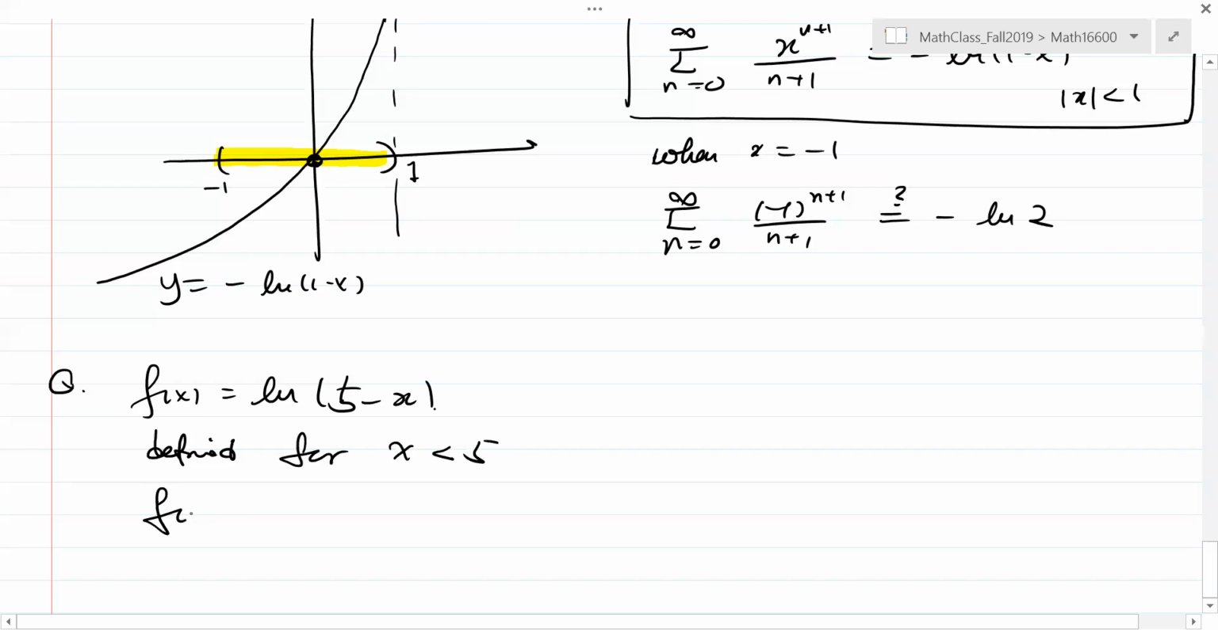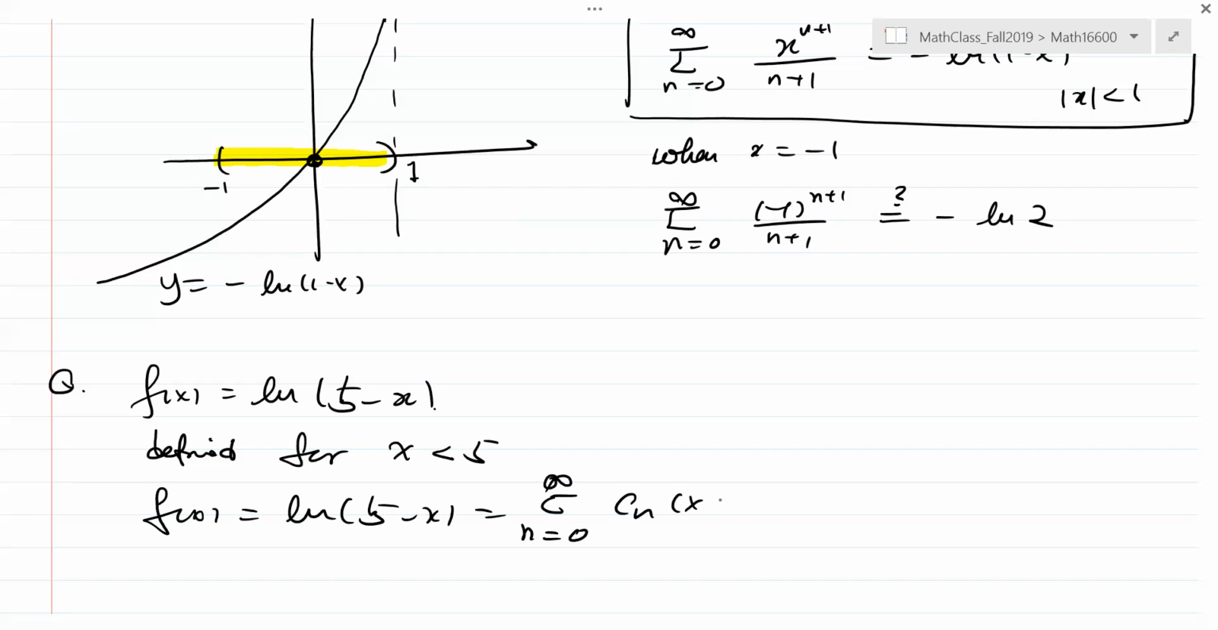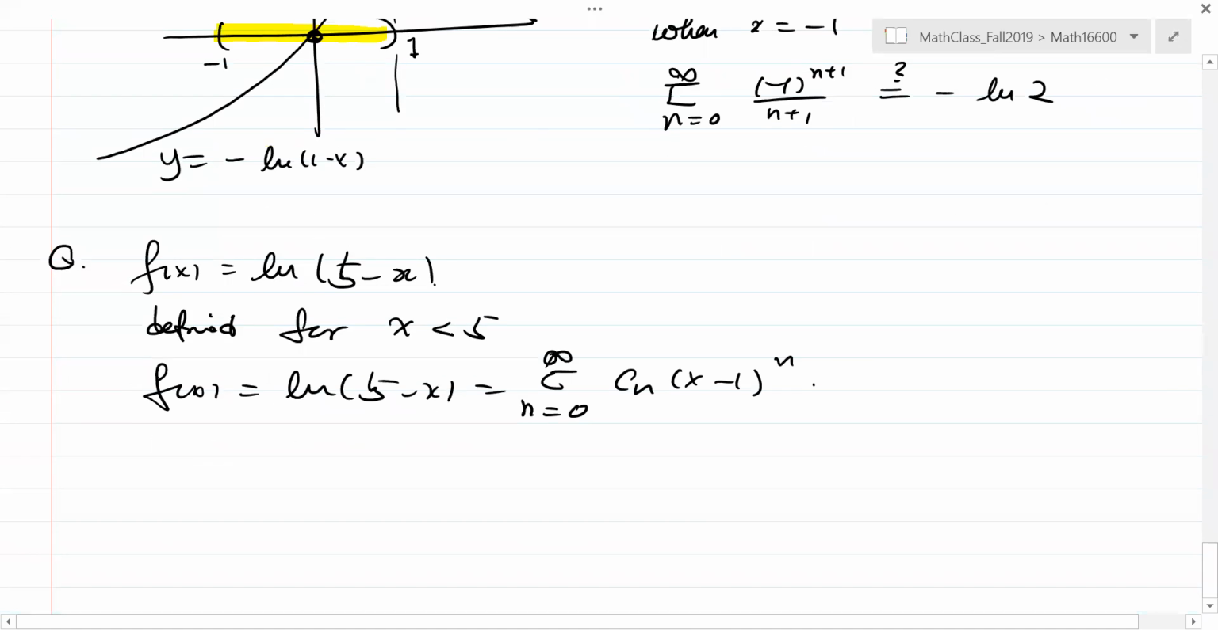My question is, I want to express it as some power series. I pick a number, 4, 3, 2, 1. It doesn't matter, right? Let's say 1. And I can even tell the rate of convergence, because if you look at the graph, right?